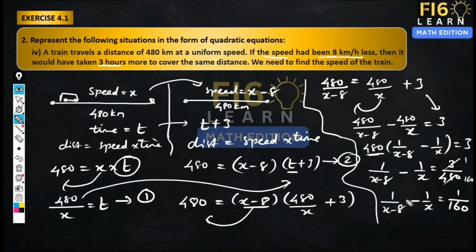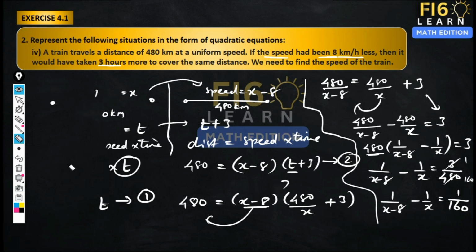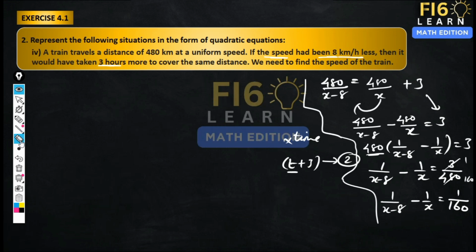Now you can do the cross multiplication and simplify this. Here I don't have space, so I'm going to erase this part on the side. Okay, let me continue here. 1 by x minus 8 minus 1 by x. I'm just rewriting the same equation again. I have not done anything with it.